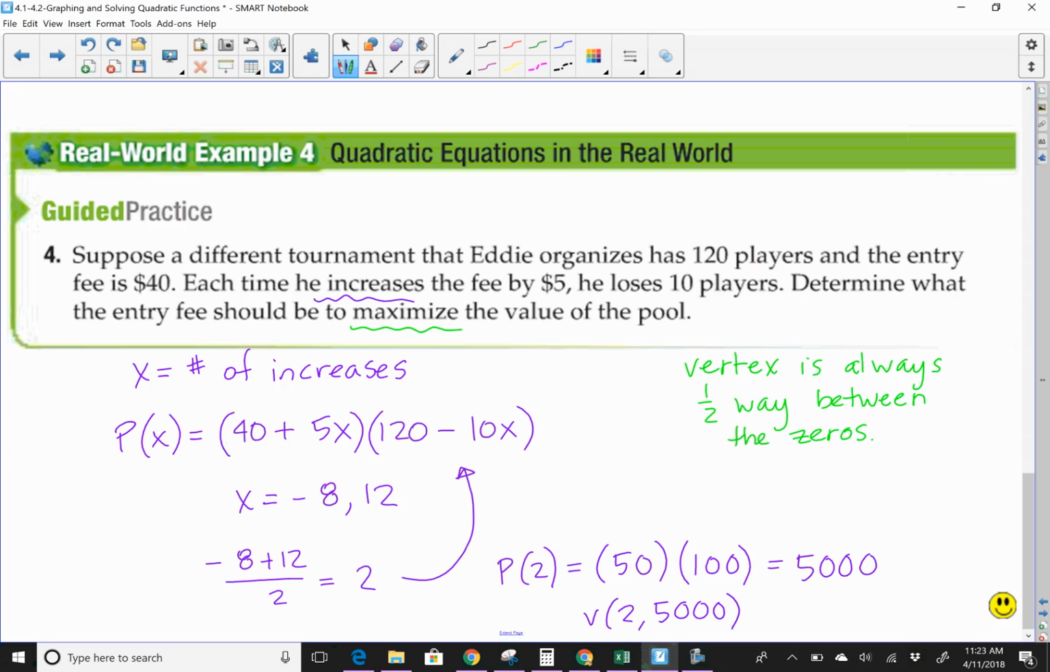Okay, so x is the number of increases. That means I want 2 increases. So what is my entry fee going to be? 40 plus 5 times 2. So my entry fee will be $50. Okay, I like that problem. Okay, next thing, 4.2.